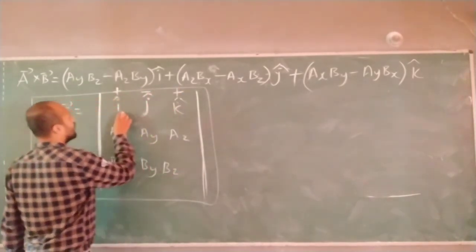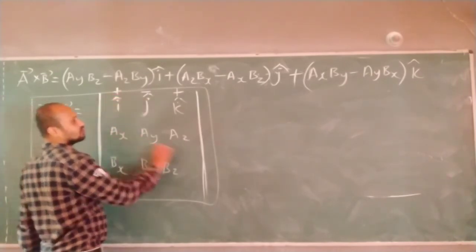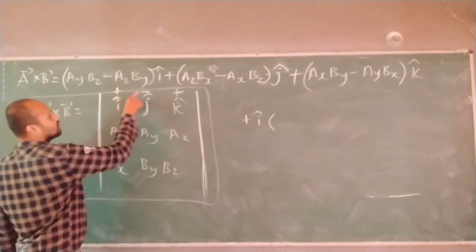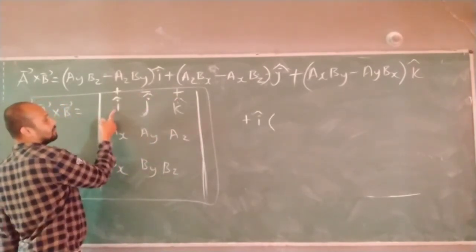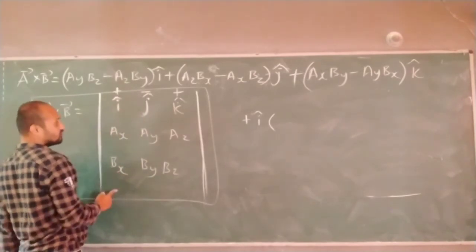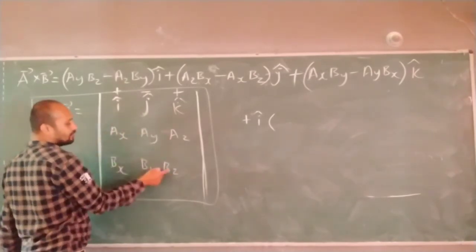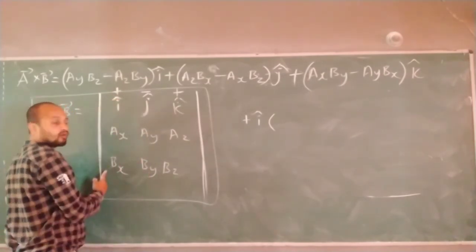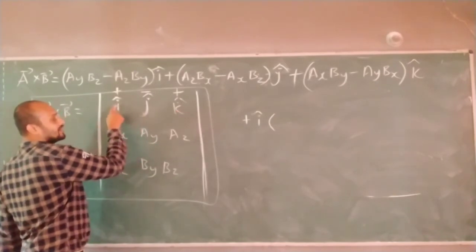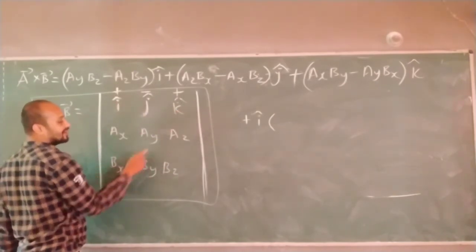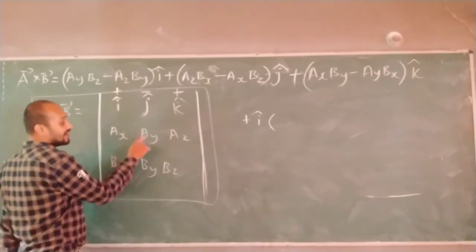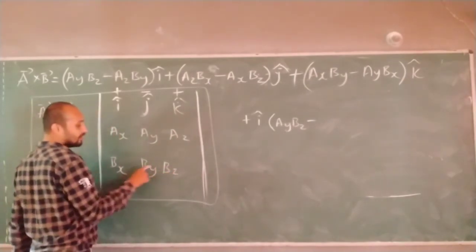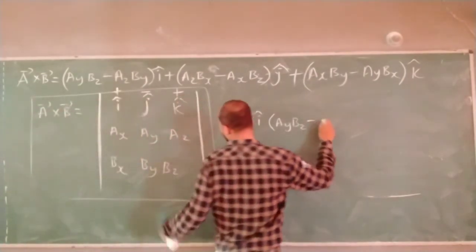So when I take first, I will choose plus i cap. If I choose plus i cap, I am going to leave this row and this column. I will multiply this minus this, correct? That means I will multiply these two alternates and these two alternates and take the difference. ay into bz minus az into by.